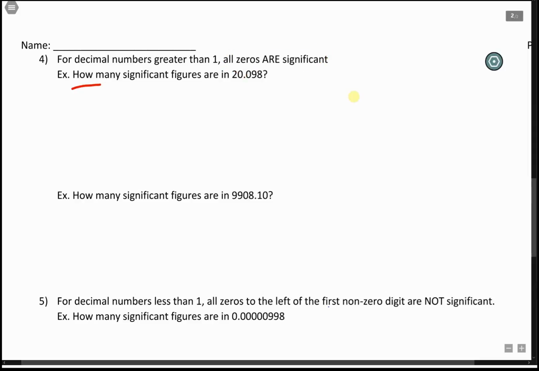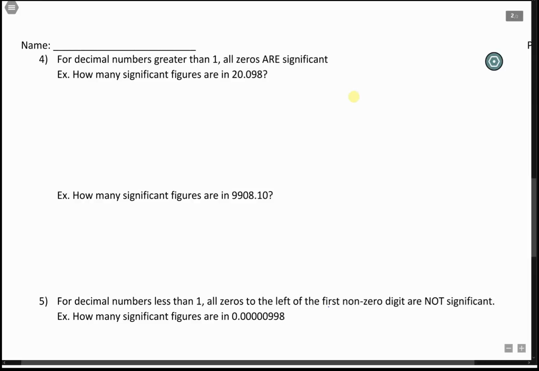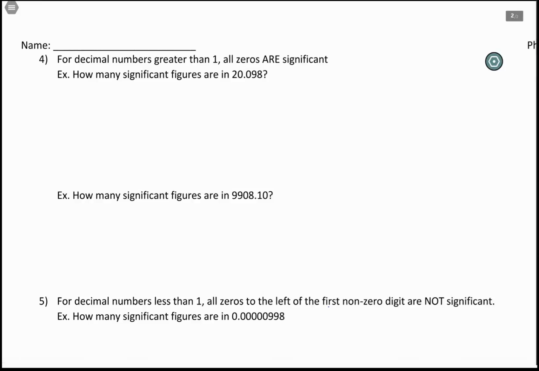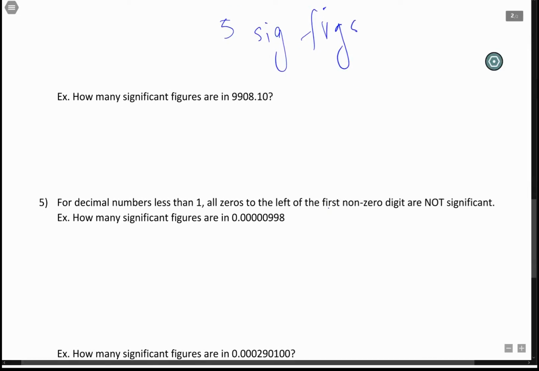So in this example, how many significant figures are in 20.098? All of them are. They are all significant, including the zeros in between, because they're part of the number. They're not used to communicate precision. So we count them up: 1, 2, 3, 4, 5. We have here 5 sig figs. Okay. I'll give you a minute to try this one on your own, so pause your video.